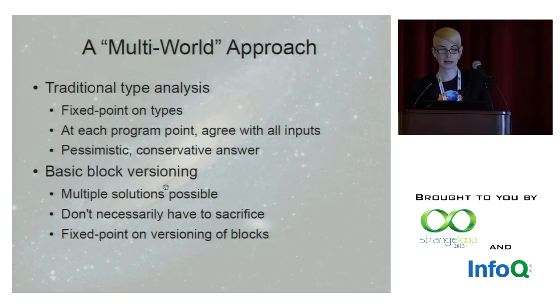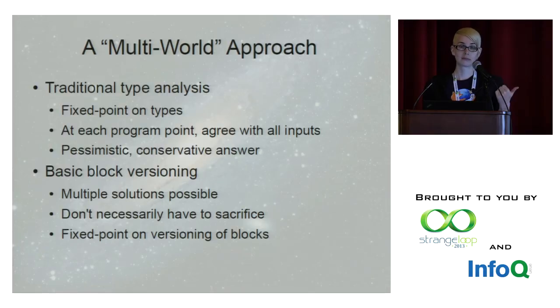In a traditional type analysis, I'm going to do what's called a fixed point on types, which means that at any program point, I must have a solution that agrees with all the inputs. And so I must get a pessimistic or conservative answer. So if I don't know that a value i is an integer, and I have that it must be integer or float, or integer or double, then maybe I have to compromise and say I don't know what the type is. But with basic block versioning, I can have multiple solutions possible, and I can have multiple versions of code that handle different combinations of types. So we don't necessarily have to sacrifice performance.